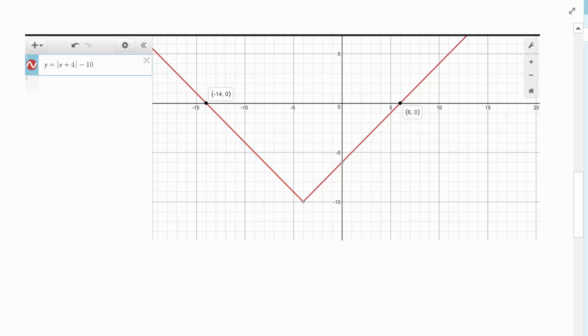Another way to solve this by graphing is to make one equation, y equals the absolute value of x plus 4 minus 10, and then graph that whole thing. In this case, since you have one equation, what you would be looking for is the zeros of the equation, which again you can see are clearly located at 6 and negative 14.